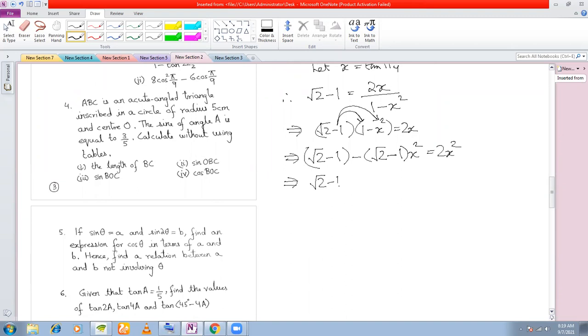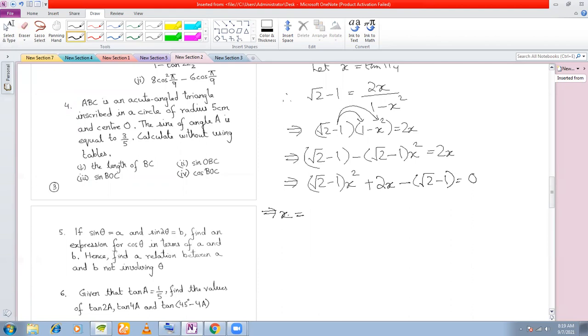Okay. So now if you are expressing this as a quadratic, you take everything on the right hand side, then you're going to get root 2 minus 1 x square, plus, sorry, this is not 2x square, this should be 2x. This is plus 2x minus root 2 minus 1. This is a quadratic that you are getting here. Okay. Now we can solve this by Sridhar Acharya.